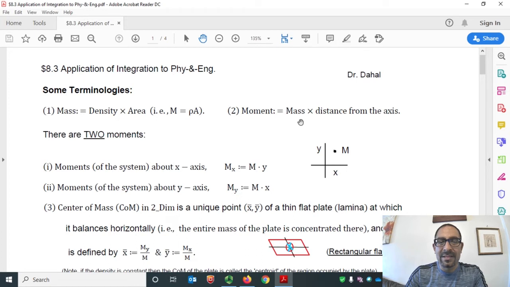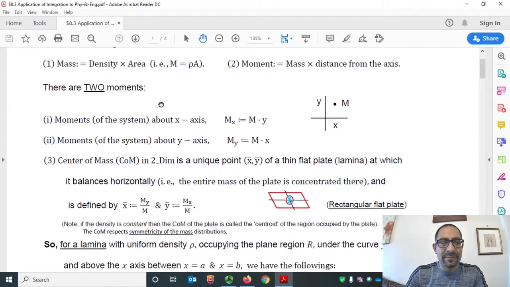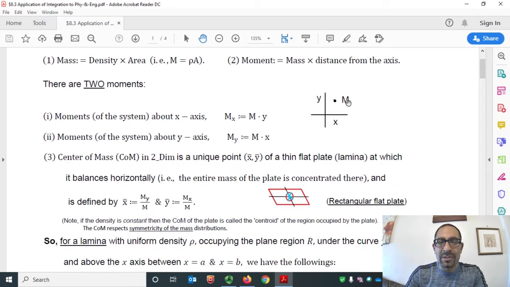Moments equals mass times distance from the axis. So there are two moments. Suppose mass is situated here with the coordinates x and y. Then the moment of the system about the x-axis equals m times y, because y is the distance from the x-axis to that mass, and we denote it by Mx. Similarly, the moment of the system about the y-axis is denoted by My and is defined as mass times the distance from the y-axis, which is x, so m times x.